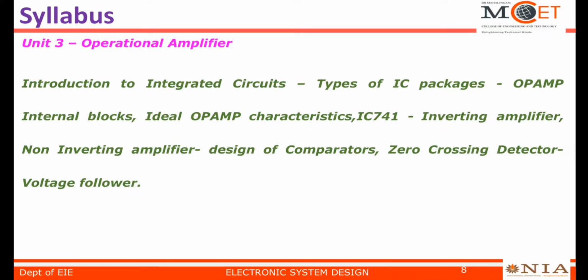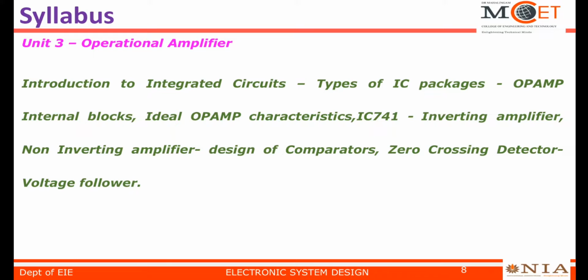Once after the transistors, we traverse to the third unit, where we are going to learn about the op-amp, also denoted as operational amplifiers. In this unit, we would actually move from component configuration to IC configuration. Initially, we start with types of IC packaging and internal blocks of op-amp and its ideal operating conditions.